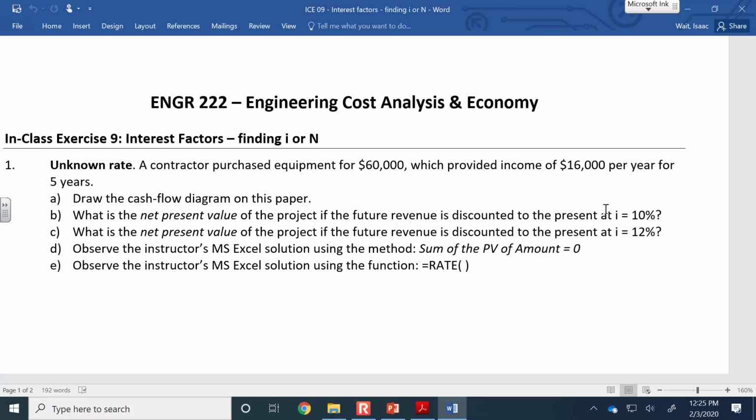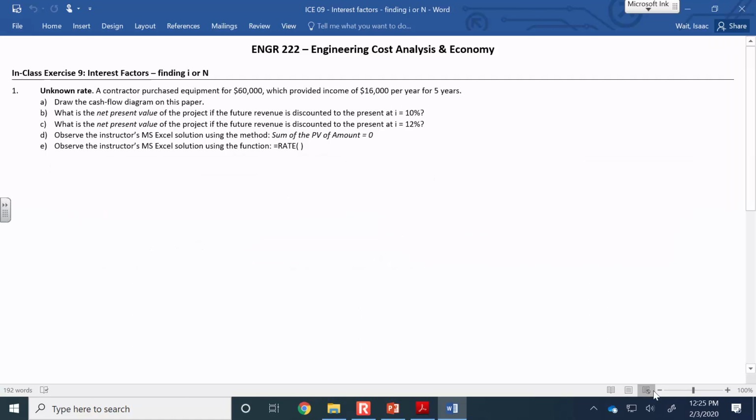Okay, so when you get the paper, the first thing you're going to do is sketch the cash flow diagram for the statement that's given, and then find P for the two interest rates. We have the factor tables there on the handout.